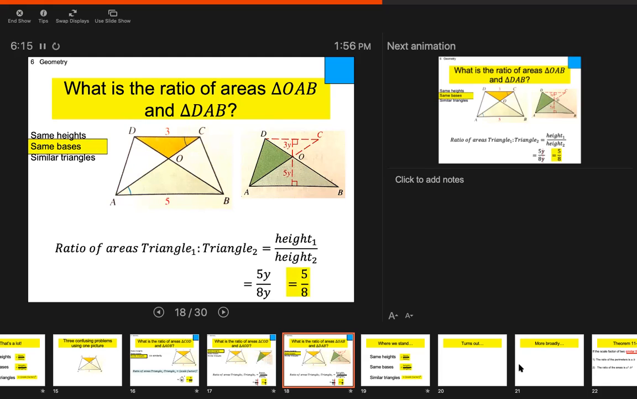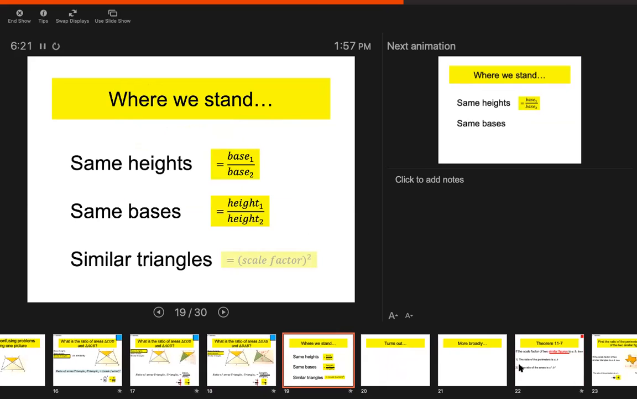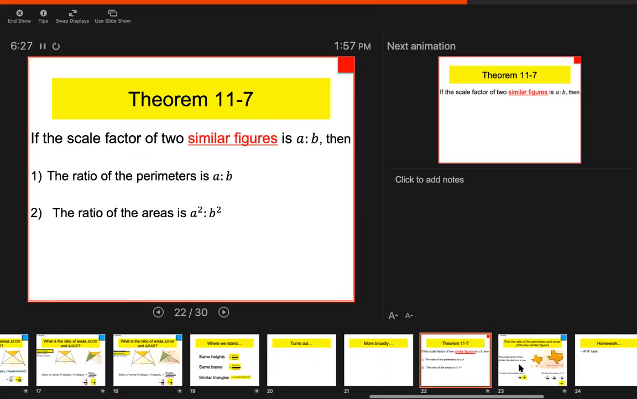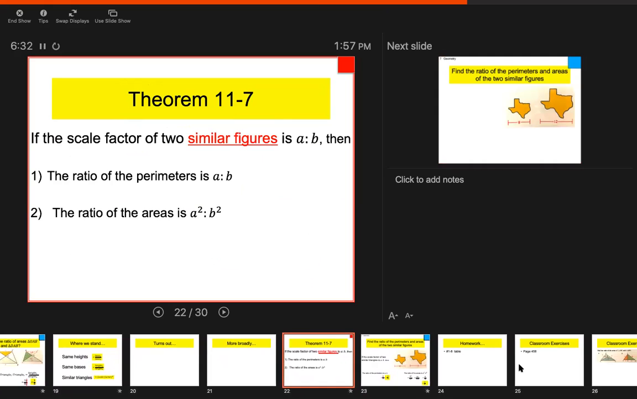Okay, we've got 4 minutes left. We can get this through, but we've got to do this. All right, last thing. We have these three, we get 2 more. It's all thrown in one theorem. You're just going to have to basically copy it down. So this is theorem 11.7. It says 2 things. It's the same basic flavor. It says if you have the scale factor of 2 similar figures, that's kind of like what we just did. If that scale factor is A to B, you're going to want to write this down.